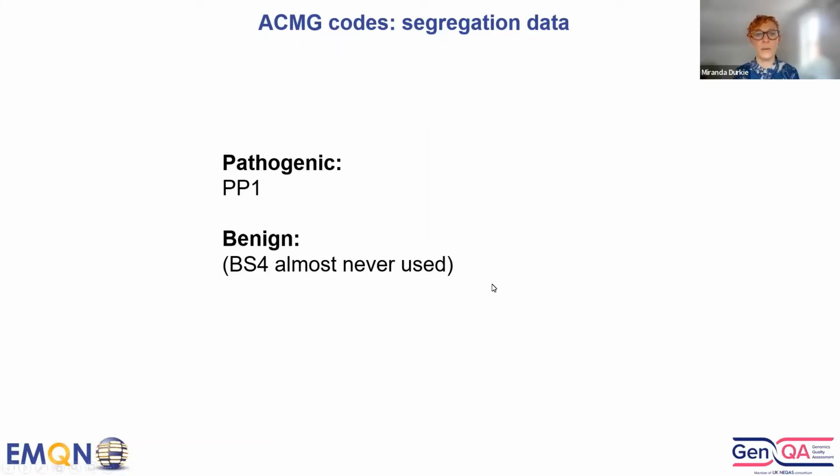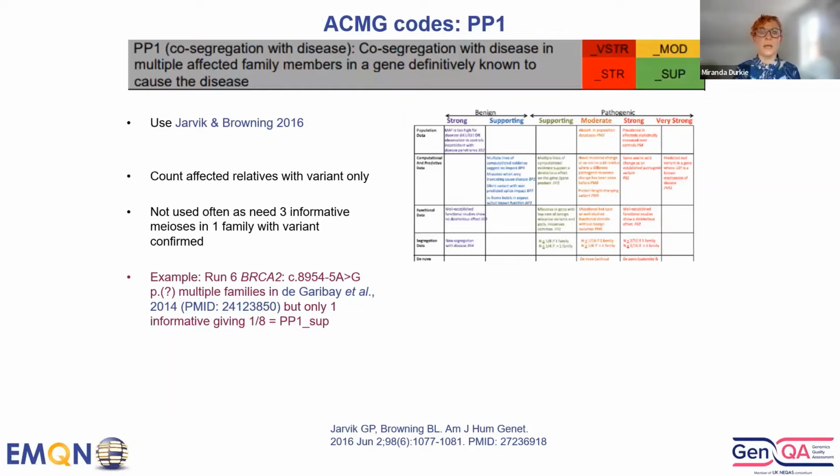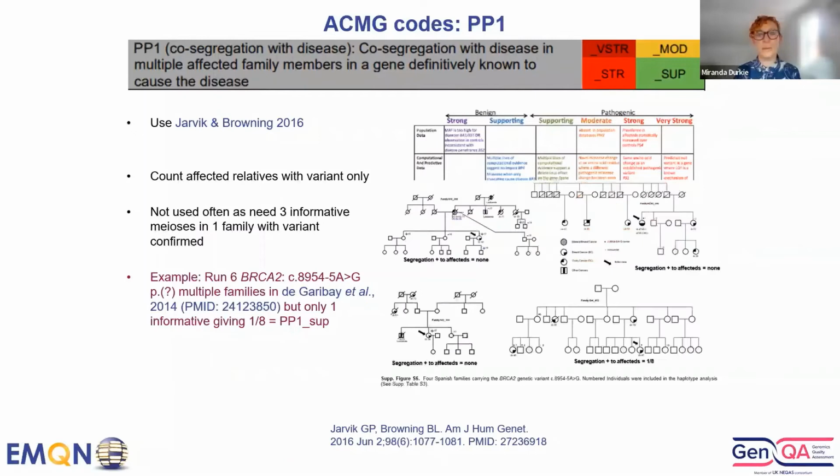So we're just going to focus on PP1. This is co-segregation with disease in multiple affected family members. We use the Jarvik and Browning approach, which is shown here, the figures that you need. In these circumstances, you would only count the affected relatives with the variant. So if you had an intervening relative who had the variant but hadn't developed breast cancer, you would not count that relative. Although you think it would be very useful in an autosomal dominant disease, actually it can be quite hard to apply because you need at least 3 informative meioses in one family, each of them with a confirmed variant. And because cancer can be later onset, it can be tricky.